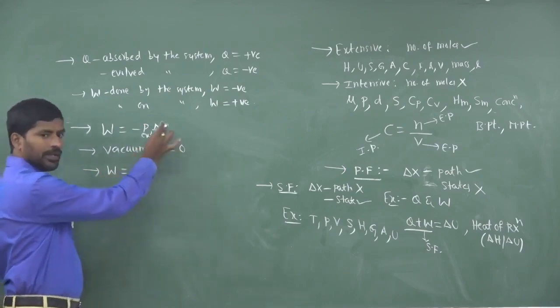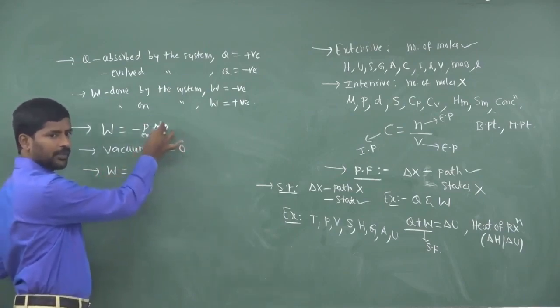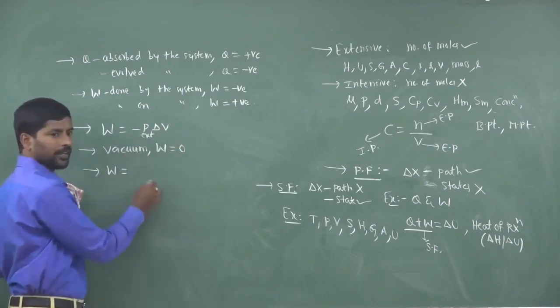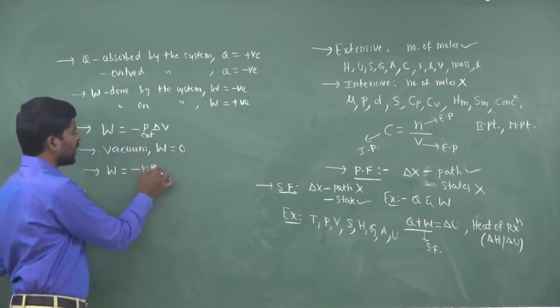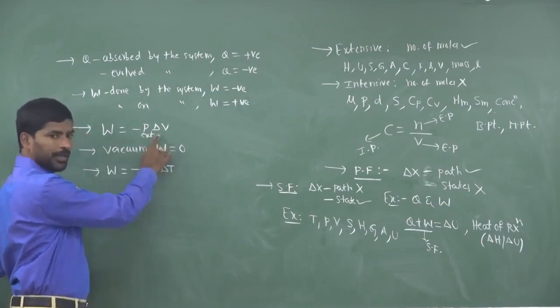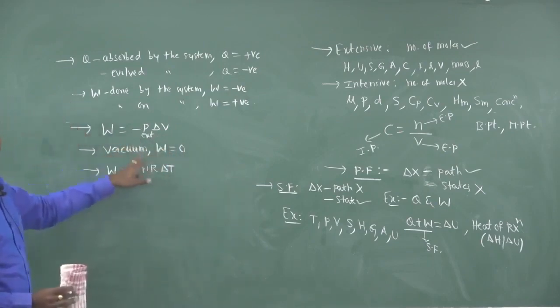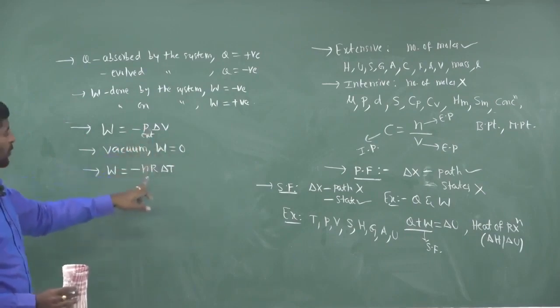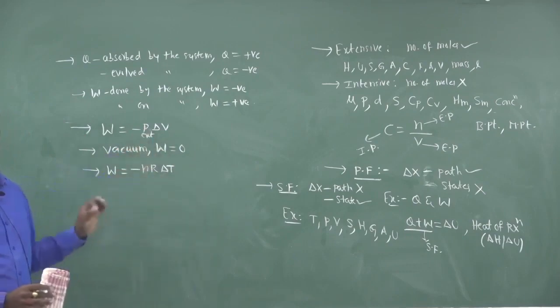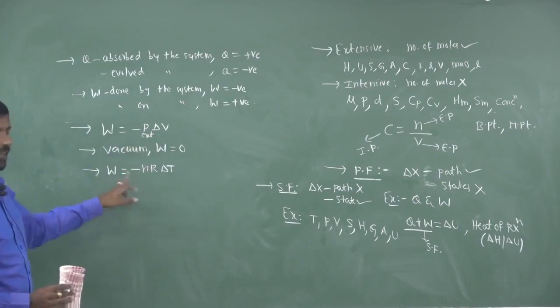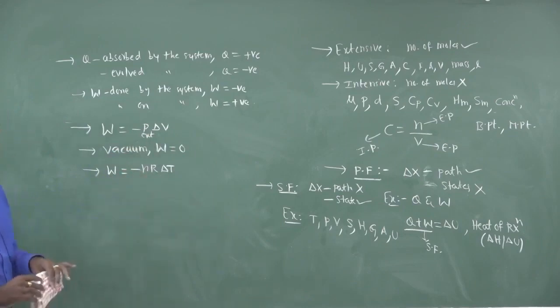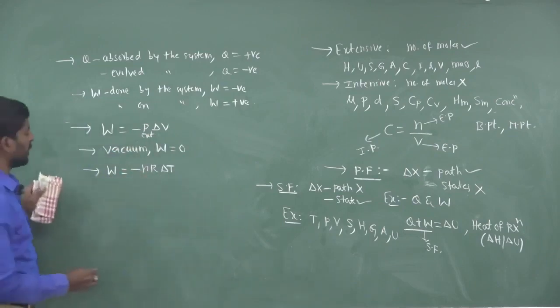If you are raising the temperature of a substance, what is the expression for work done? Minus NR delta T. From the ideal gas equation PV is equal to NRT, so P delta V we can write as NR delta T. So during that process, W is equal to minus NR delta T.